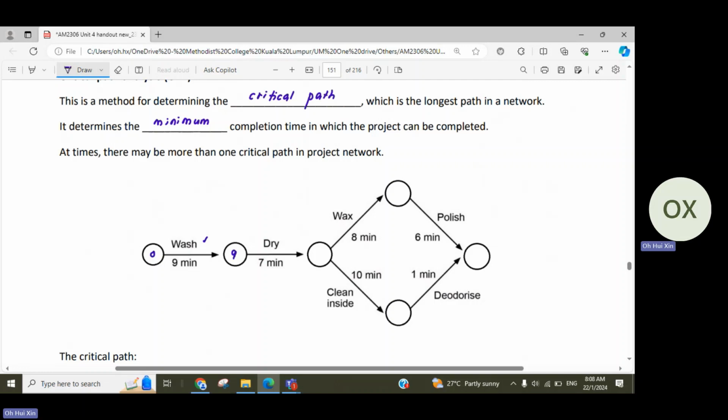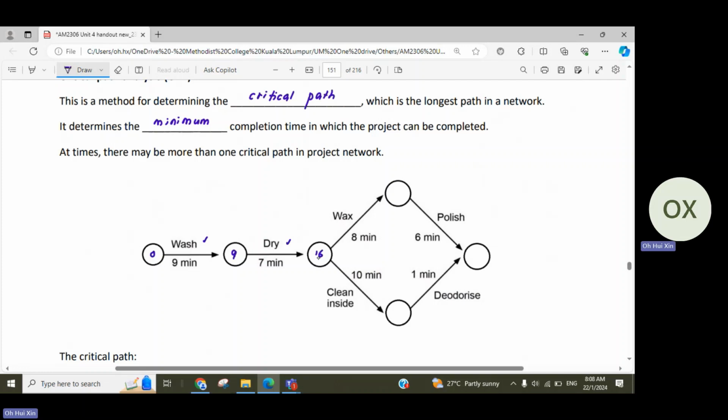Later we need to write down all the activities that decide the minimum completion time. So at the 9 minute, we start drying and then we take 7 minutes for drying the car. By the time we end drying, it will be 16 minutes into the project already. This 16 minutes is based on the drying, so we put a tick at drying as well.